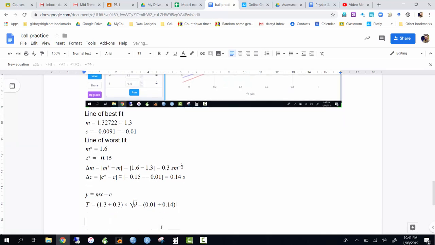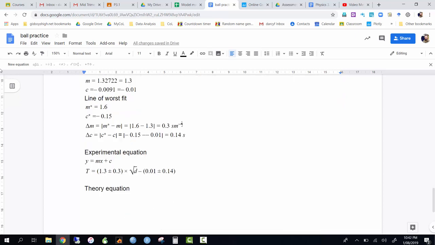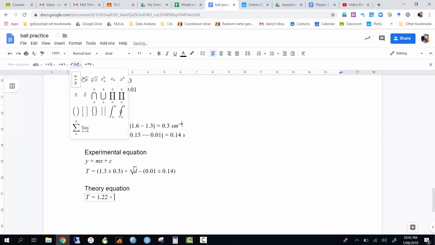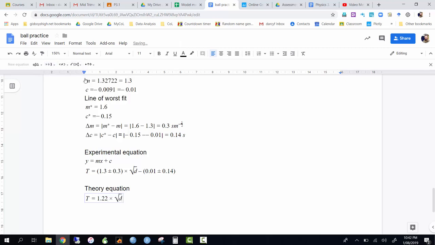Now the theory equation is t equals 1.22 times the square root of d. Let's have a careful think here. Are these the same thing? Well, in terms of the shape, let's do it one step at a time.